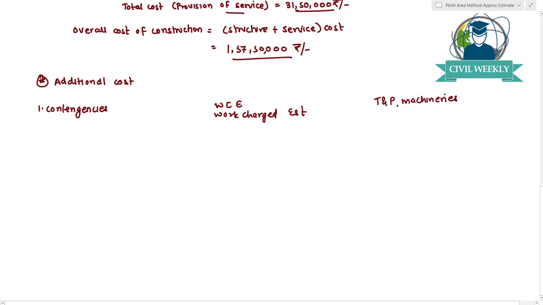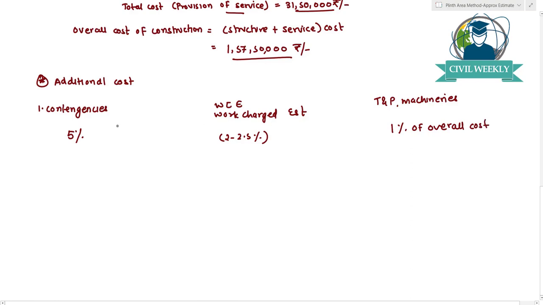For all these things we have to consider some additional amount, and for contingencies we have to consider 5% of the overall cost of construction. As per CPWD norms, we have to consider 2 to 2.5% as the work charge establishment charges, and tools and plants and machineries will consume 1% of the overall cost of a project.